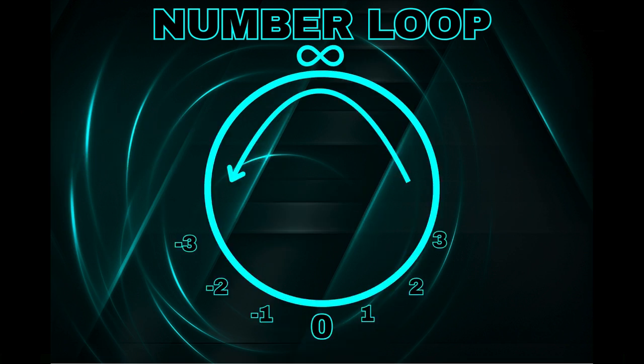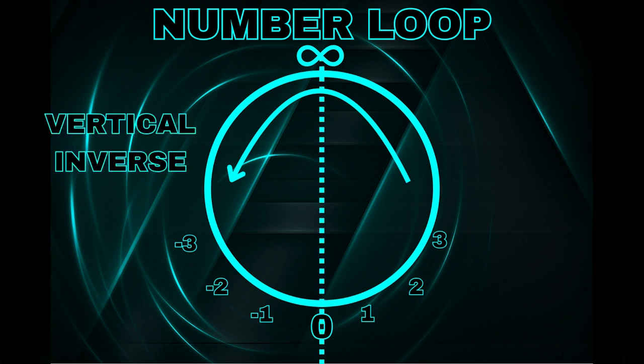Since we found this out, we can now make the loop look like this. The 0 is at the bottom, while infinity is presumed to be at the other end of the diameter, whose one side is 0. Now draw a vertical line through the presumed infinity and 0. You will realize that the left side of the mirror is the negative of the right side. This is called the vertical inverse rule.